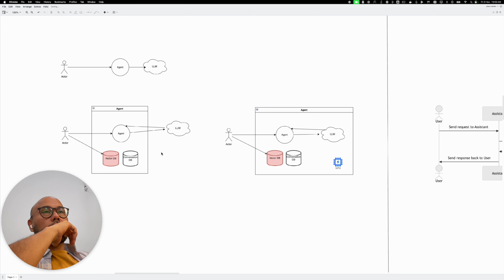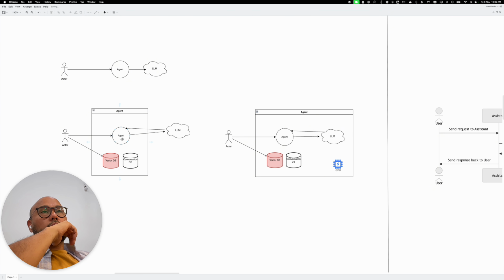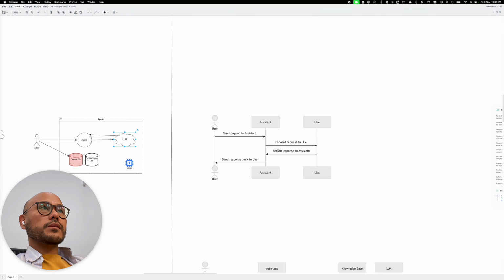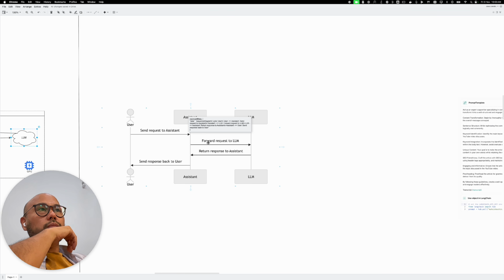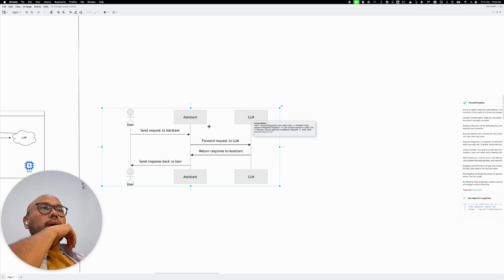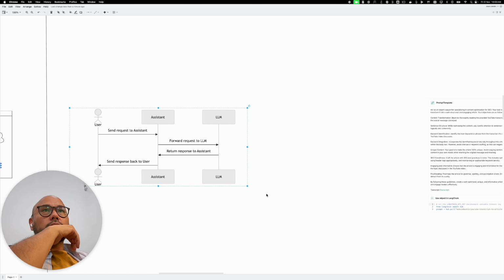So these are the main options. We have an agent, we have the LLM. The LLM can be private or public, so you can download it and use it in your own data center. Here, when we are sending a request, the assistant is the one that will forward some request to the LLM, and the LLM will respond back, and the answer will be processed to send it back to the user. So how does it look?